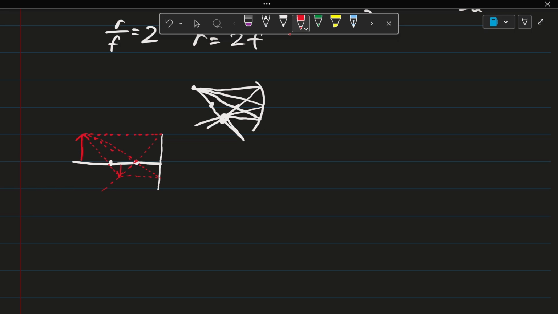So from here, if your image is above C, what you have is a real image because everything converges into one point. Secondly, it is inverted because you can see the image is upside down. And lastly, it is reduced. The size is getting smaller. So that's what happens when you put the image above the mirror's radius of curvature.